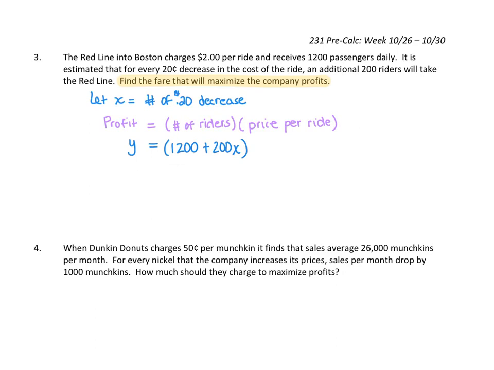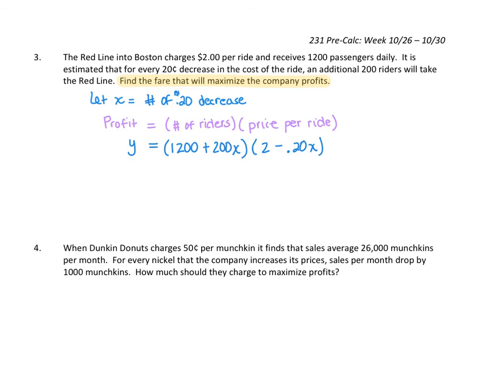So if x was 2, there'll be 400 more people. If x is 3, that would be 600 people, okay, in addition to the 1,200 that comes regularly. And then the price of the ride initially is $2, but then I'm going to subtract 20 cents for every x, because every time I decrease the price, I decrease by 20 cents. So number of riders is 1,200 plus 200x. The price is $2 minus 20 cents for every x. And so from here, we have an equation that can help us model profit.